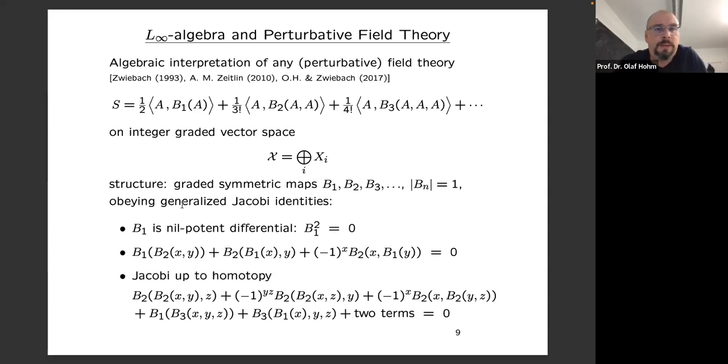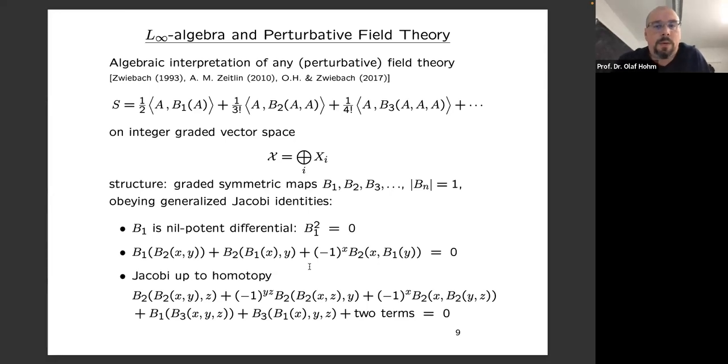And then you put a structure on this space, which is encoded in these graded symmetric maps, B1, B2, B3. So in the strict case, we had only B1 and B2, which was the differential and the graded Lie bracket. But now we have potentially an infinite number of higher maps. And the conventions I'm using, they have all the same degree, +1. And that just means that the degree of the output is the sum of the degrees of the input +1.